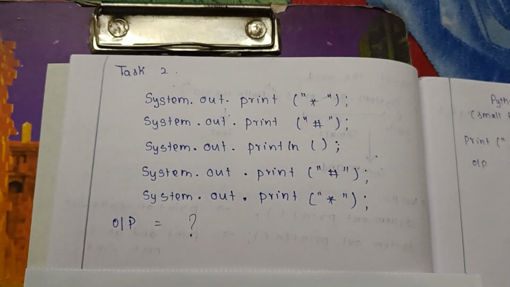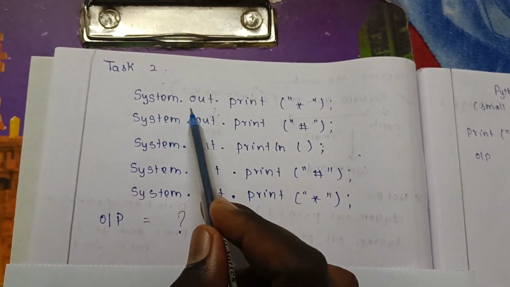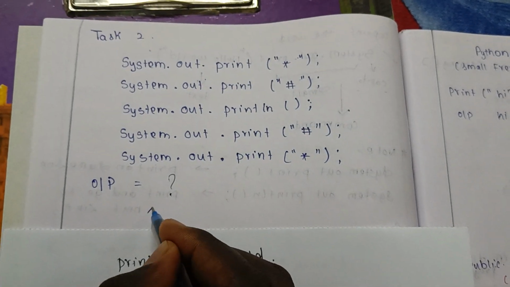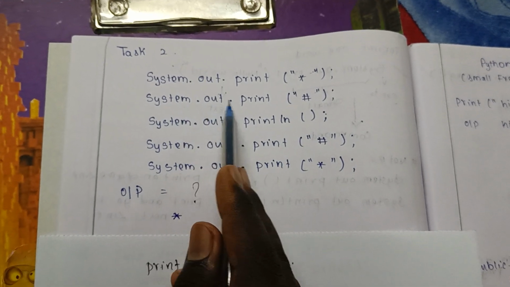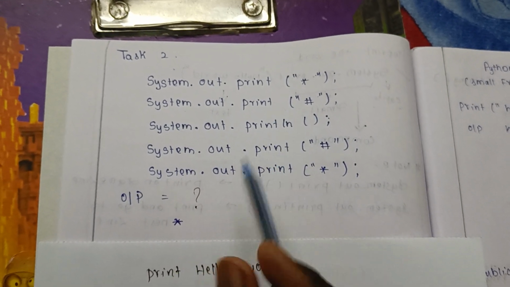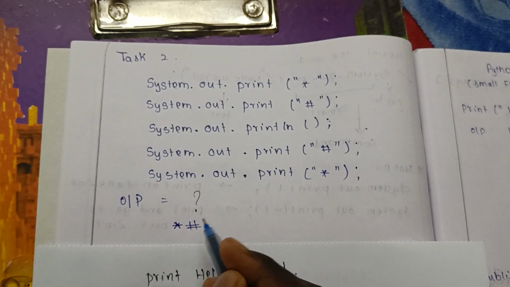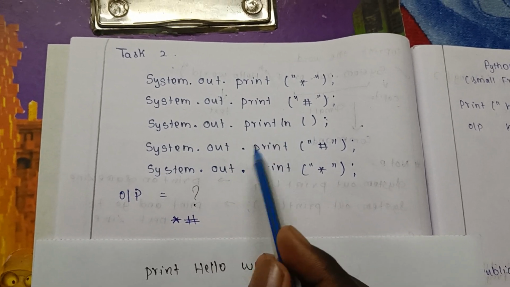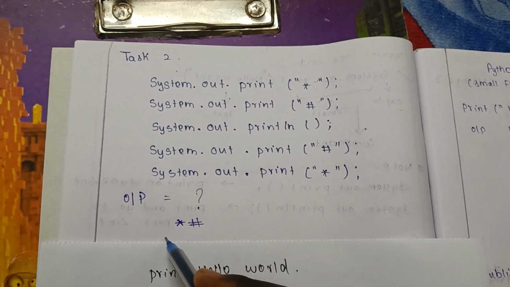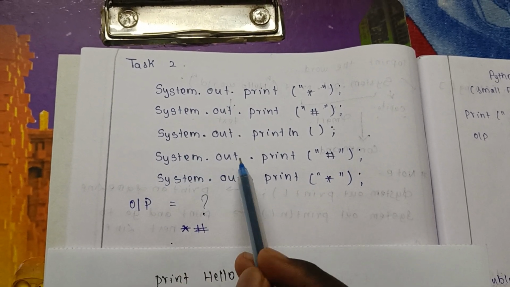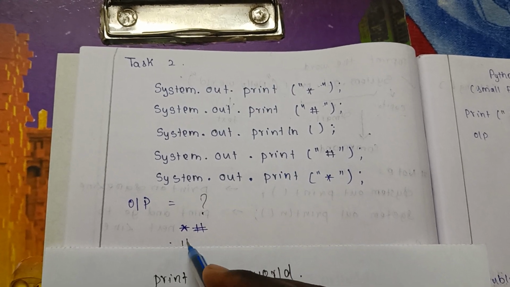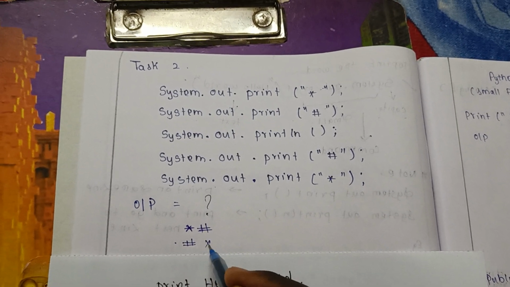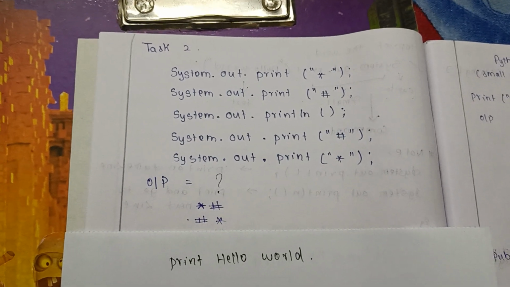Now let's see Task 2. Listen carefully. System.out.print, the star will be printed in the first line. So I'm printing the first line. System.out.print, there is no ln, so it will be printed in the same line. The next one is System.out.println, so the cursor will be moved to the next line, the second line. The next one is System.out.print with hash, so the hash will be printed on the next line, and then System.out.print with star. So this is my output for Task 2.